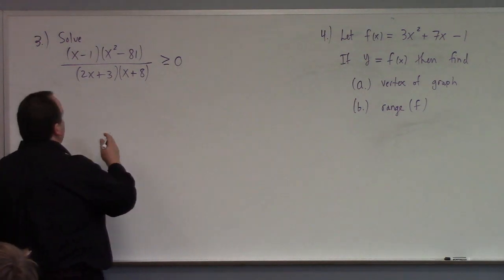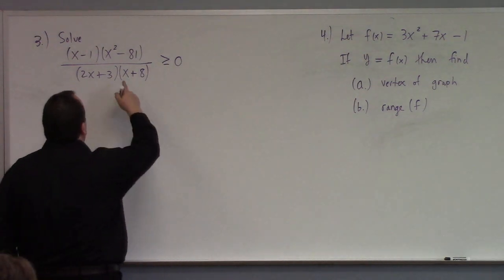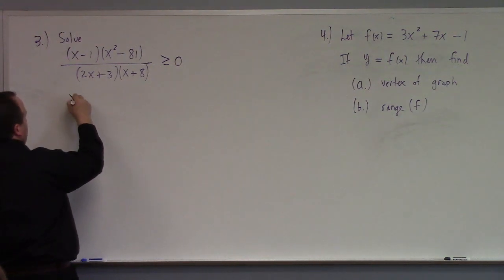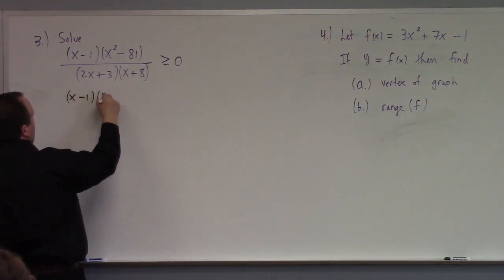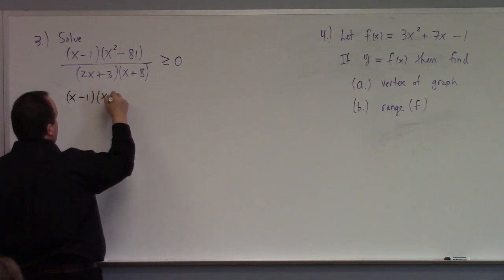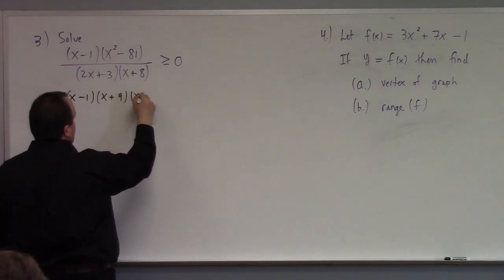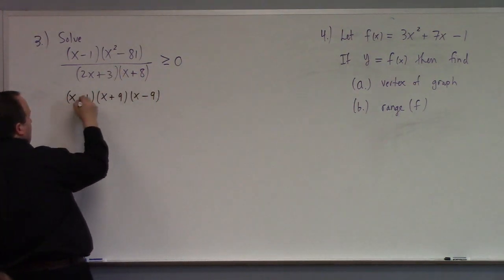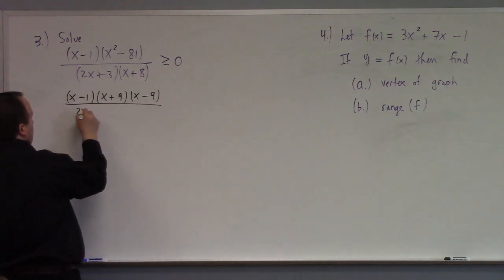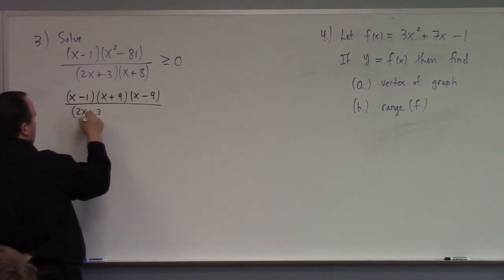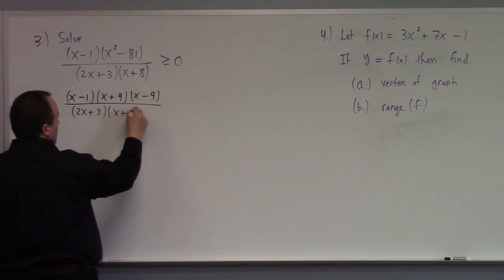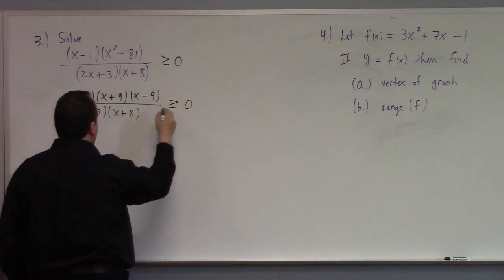Figure out what the critical numbers are? Yes, agreed. So this is actually x minus 1 times x plus 9 times x minus 9, right? Because that factors. And then you got 2x plus 3 downstairs, x plus 8, right? So we're trying to solve this. What are my critical numbers?